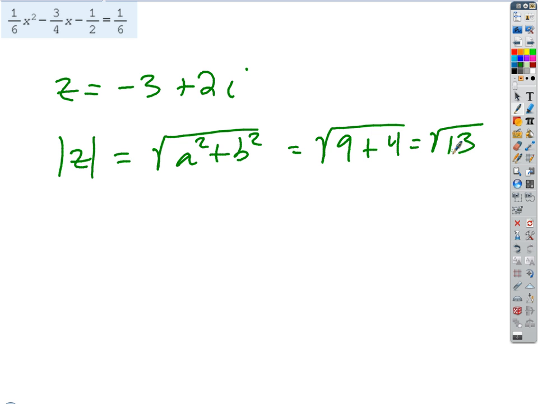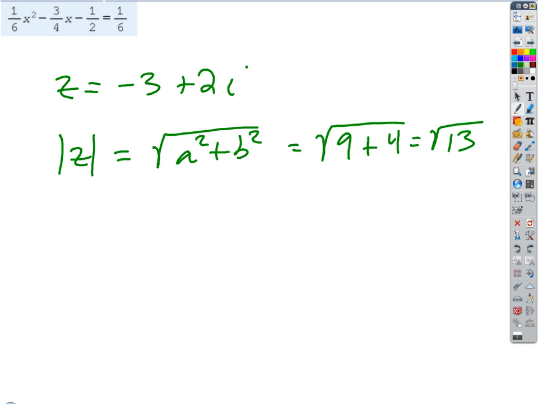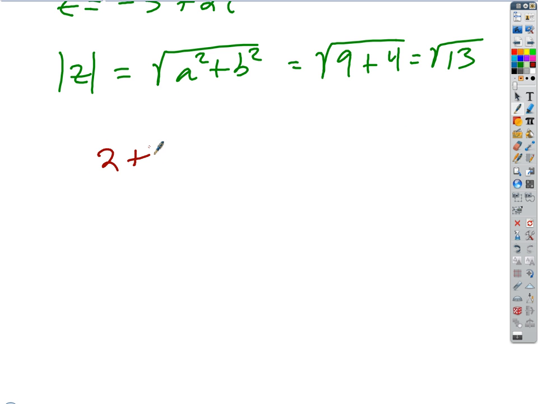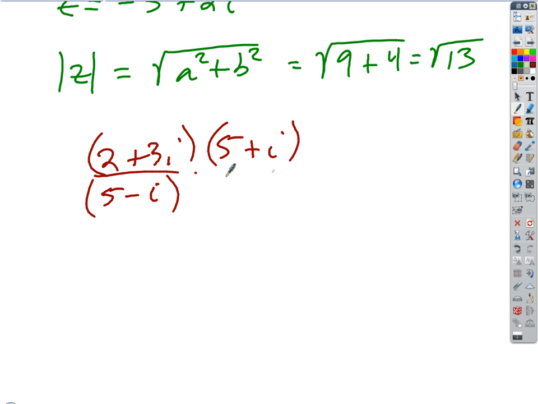If we're dividing complex numbers, so if we have something like 2 plus 3i over 5 minus i, how do I do that? Multiply top and bottom by what? Good, by the conjugate of the bottom. So we'll multiply top and bottom by 5 plus i. And then the bottom's always really simple. Remember, the bottom is always just a squared plus b squared when you multiply complex conjugates.